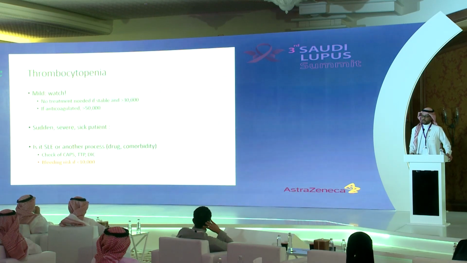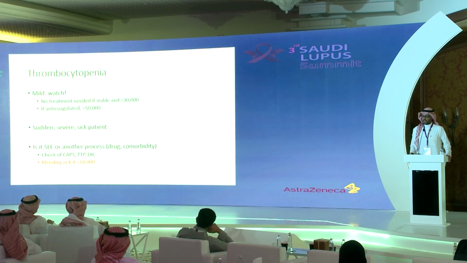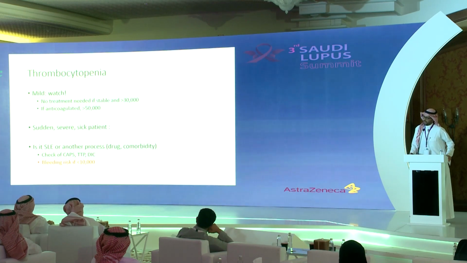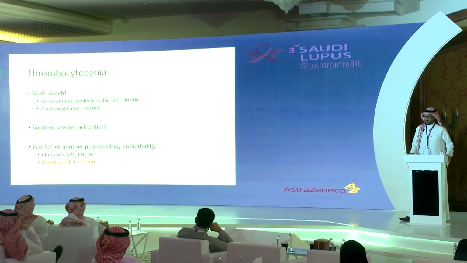So in a practical way, what we are doing: if you have a mild thrombocytopenia, usually we will just watch. I know that it's not very nice that you have a suboptimal level of platelets and you have to go and live with it. But basically, if the levels are below 30, or below 50 if the patient is anticoagulated, consider active treatment.